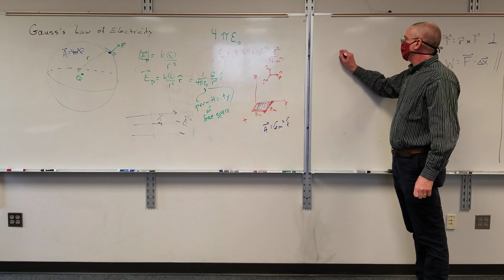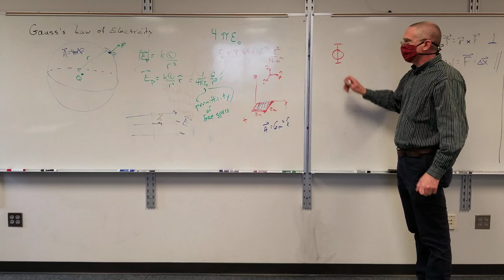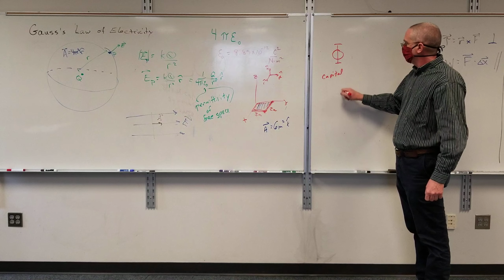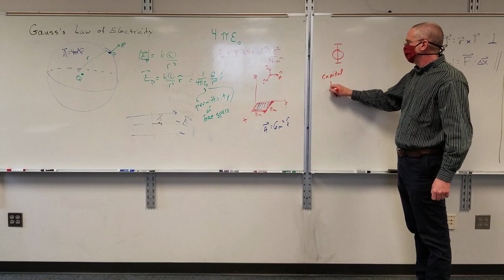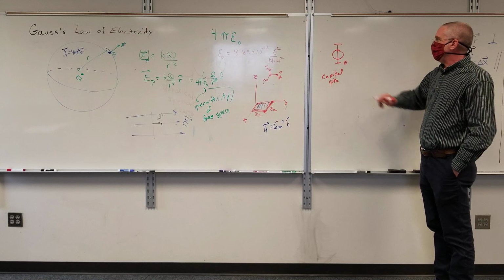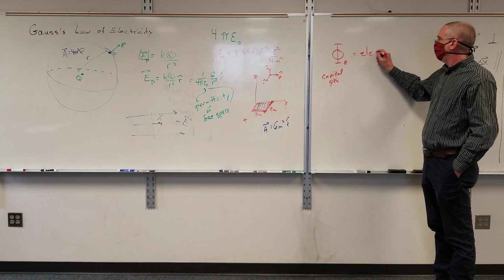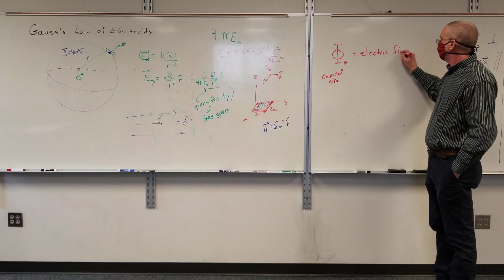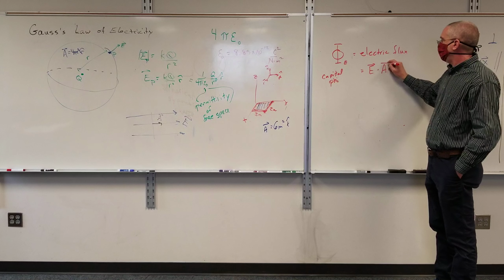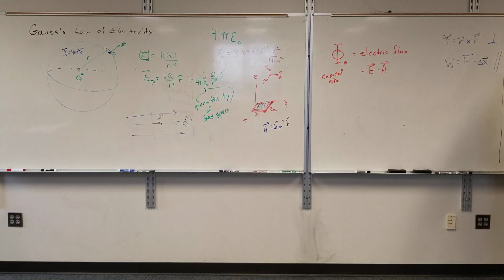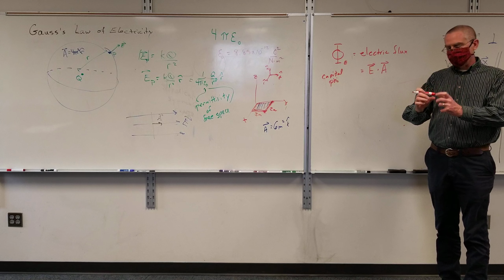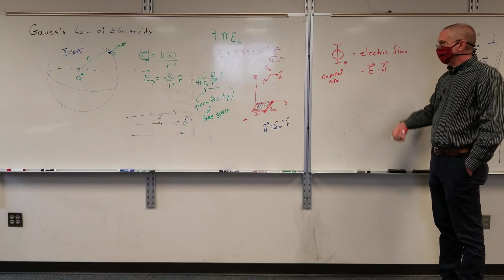So I'm going to define this thing called electric flux. It is a capital phi, with a little subscript E here. This is the electric flux, and it is equal to E dot A. Or if I'm dealing with a small little section of area, then just my area is smaller there.